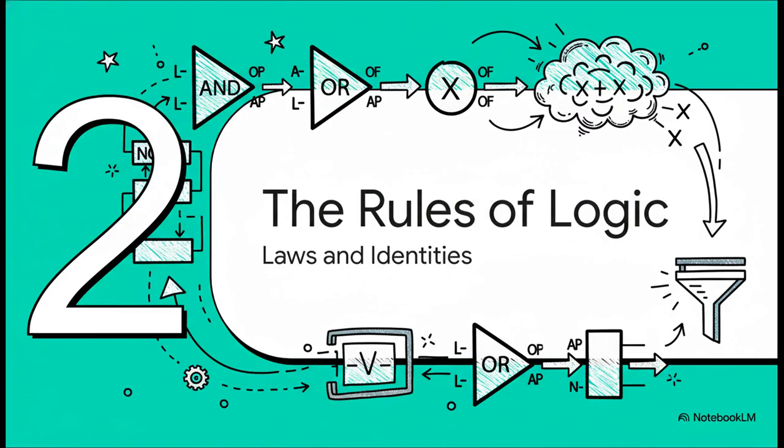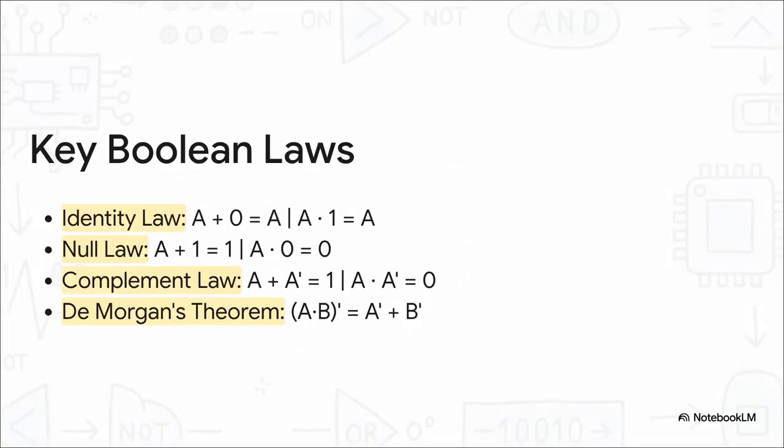Okay, so we have our 3 basic operations. But to do anything useful with them, we need a set of rules, or laws, that let us manipulate and simplify complex logical statements. Some of these are really clever. The identity law says adding a 0 or multiplying by a 1 doesn't change anything. The null law shows that ORing anything with true always results in true. The complement law is neat. A value or its opposite is always true.